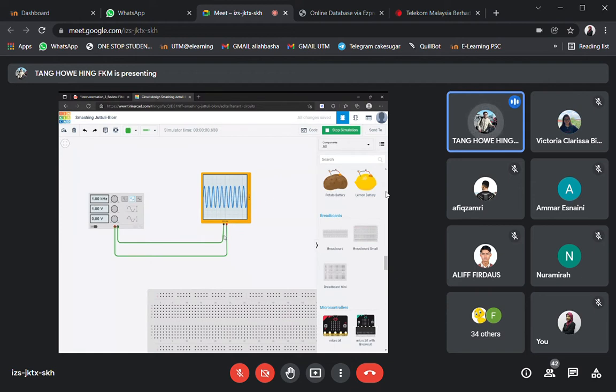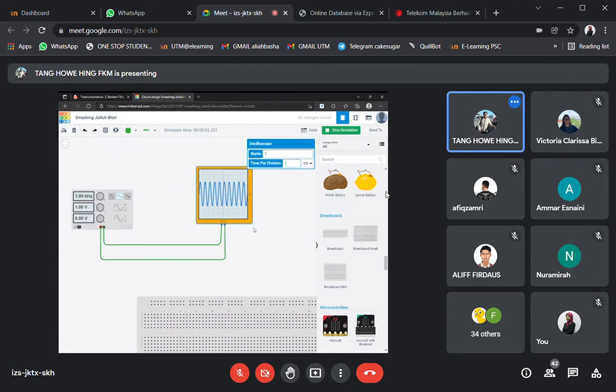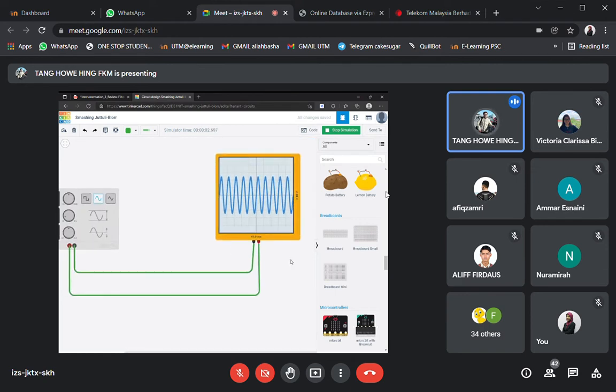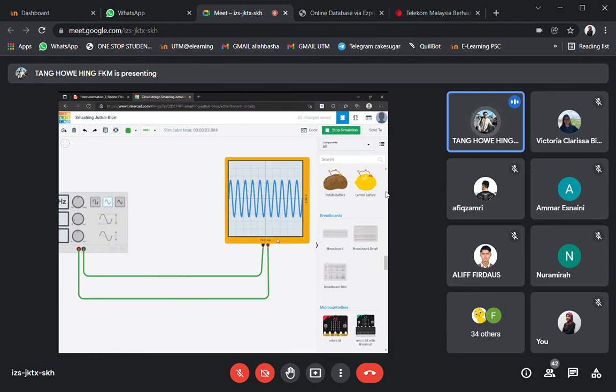So you can see that this oscilloscope shows the signal. I zoom in, and you can see that this is 1 kilohertz because one division is 1 millisecond. It is a 1 kilohertz sine wave, so one complete cycle is one division, that is 1 millisecond. So 1 divided by 1 millisecond, you get 1 kilohertz. This is a 1 kilohertz signal.